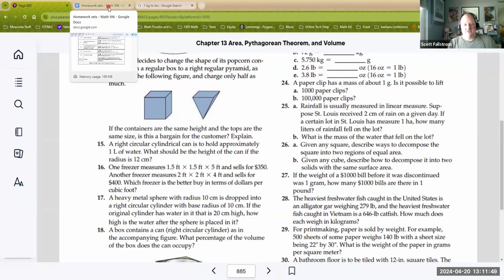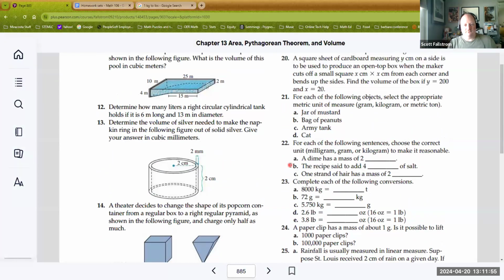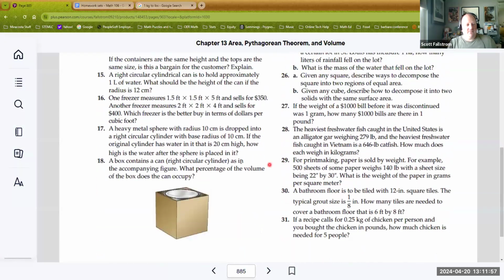Okay. 13, 14, done there. 16 to 18. Let's jump back. Oops, down here. One freezer measures this wide, sells for 350. Another measures this and sells for 400. Which is a better deal? All right, well, you don't need me for that one, probably.